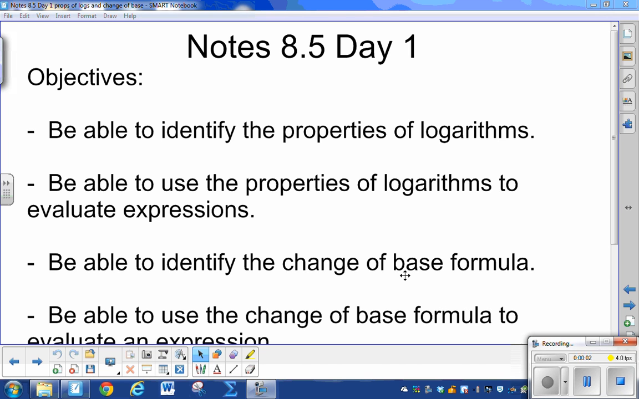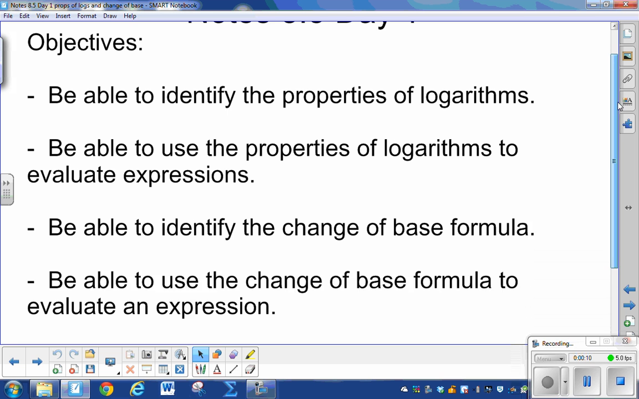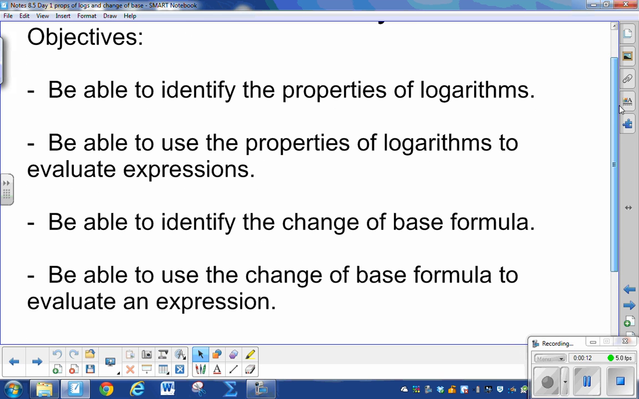So here is notes 8.5 day one. This is your homework tonight: finish this off. Feel free to fast forward up to whatever example I left off with in your class. Basically, the objectives on these notes are identifying the properties of logarithms. Once we know what they are, we're going to start using them to evaluate expressions.